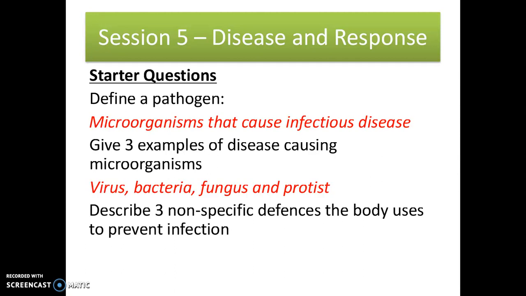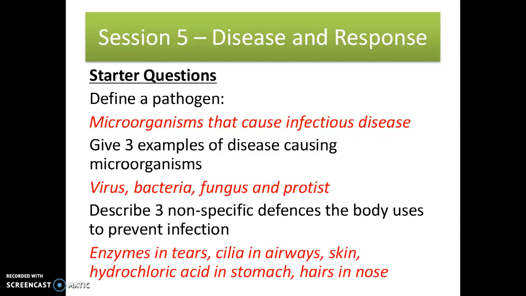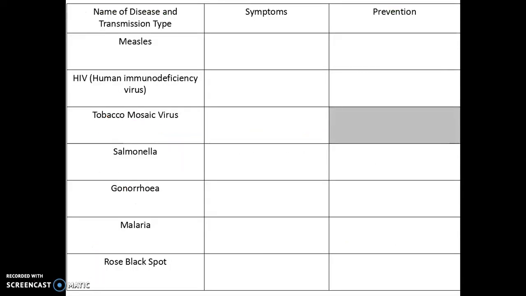And describe 3 non-specific defenses the body uses to prevent infections. So enzymes in tears, cilia in airways, skin, hydrochloric acid in the stomach, hairs in the nose. So basically pause this video and copy this table down, guys. I'll give you a couple of seconds to do that. If you didn't, please pause this video and we'll carry on.